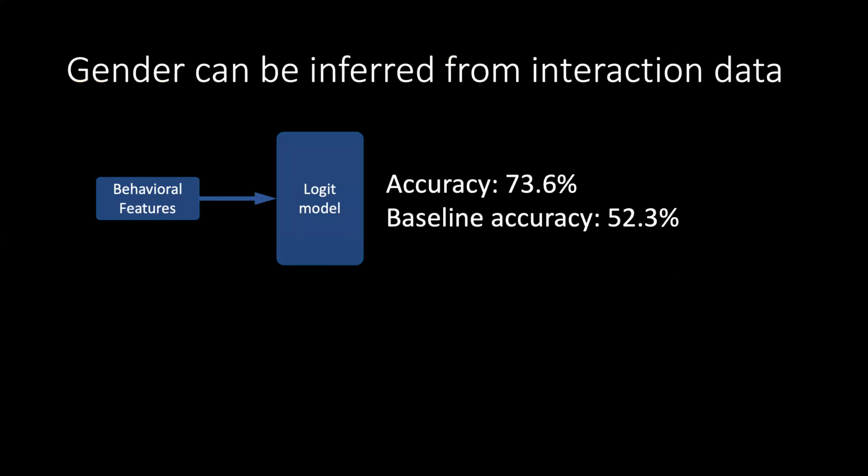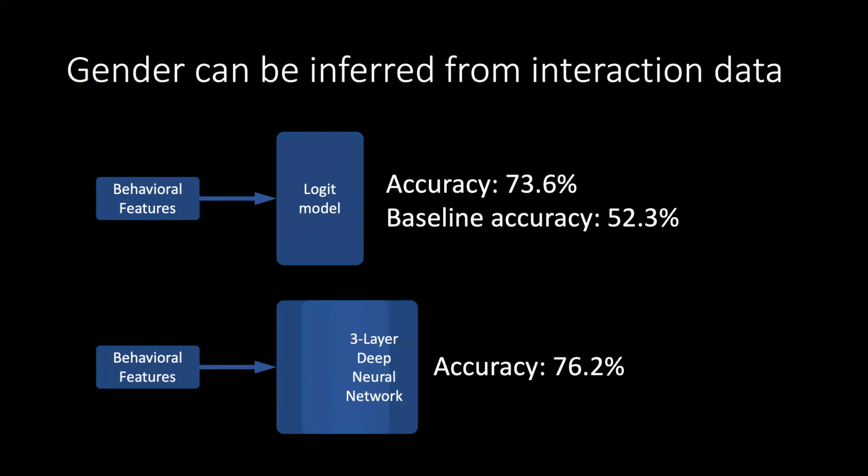But unfortunately, gender can be inferred from behavioral data. A very basic logistic regression model can predict gender with over 73% accuracy, which is a 39% improvement over the Bayesian accuracy. A 3-layer deep neural net can increase the accuracy to 76%.